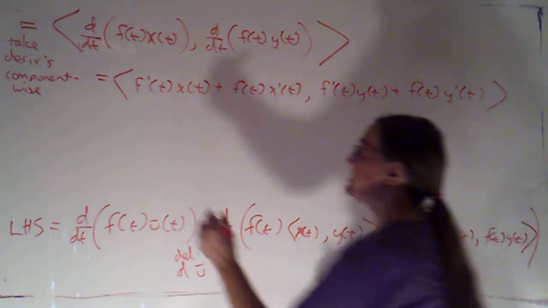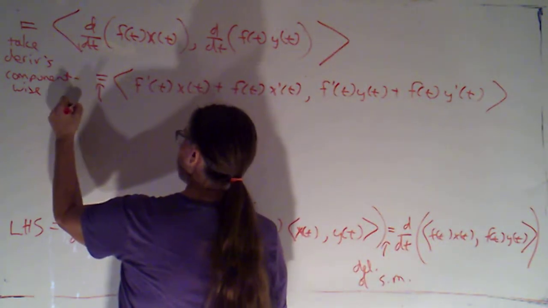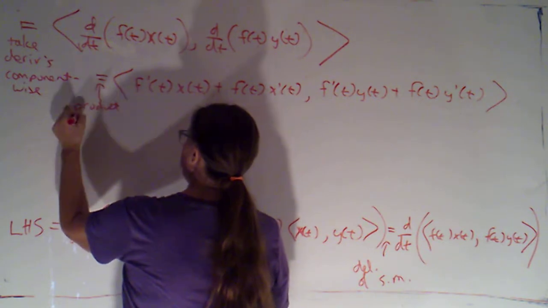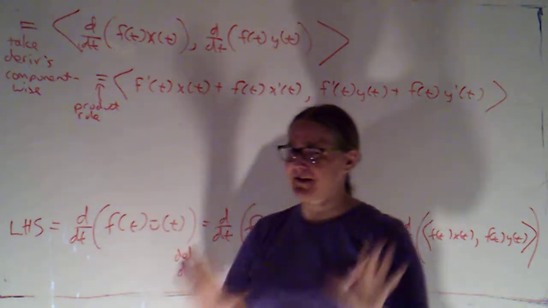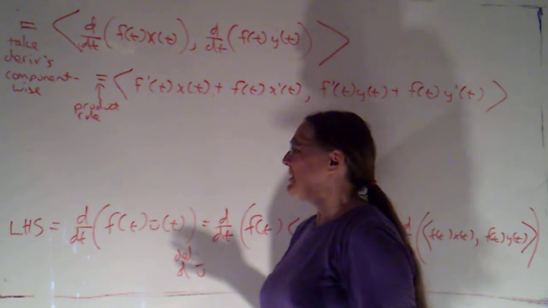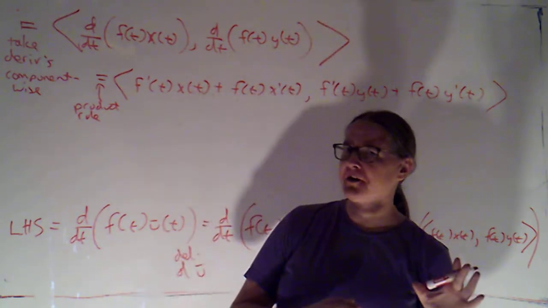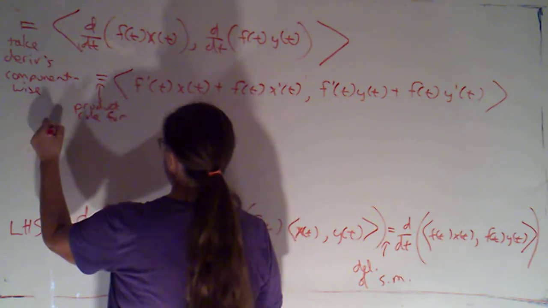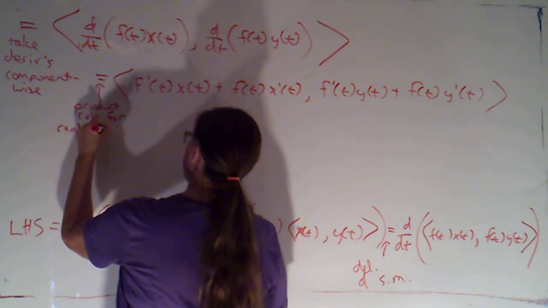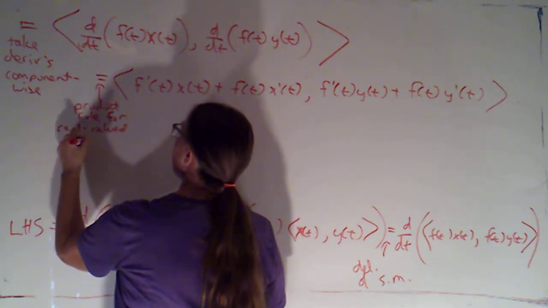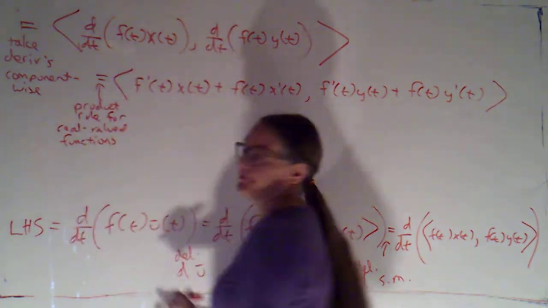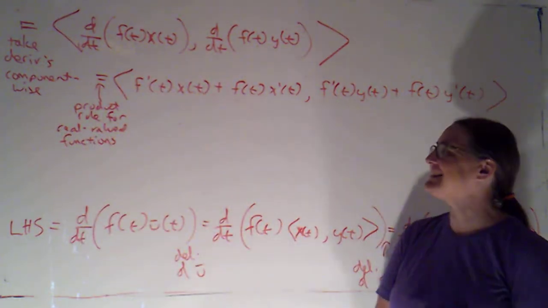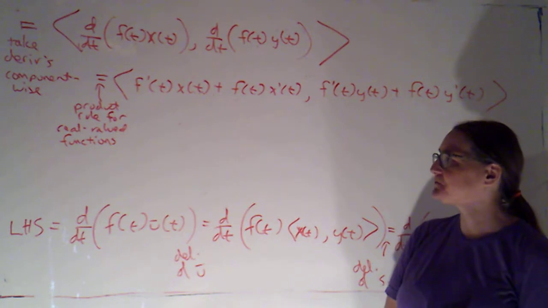And what's my reason there? Product rule. But if I stop there, I haven't said enough, because I'm trying to prove product rule. I'm basically not allowed to use product rule to prove product rule. But I am allowed to use the product rule for real valued functions to prove the product rule for vector valued functions. And that's exactly what's happening here.